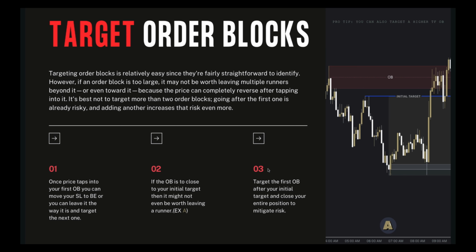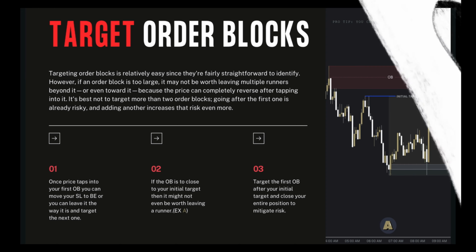Lastly, what you could also do is target the first order block after your initial target and close your entire position to mitigate risk. So like I said earlier, I'd rather you just target 1 order block, and as soon as price taps into it, close out the last and final position. All right. Now, yes, you can also target a higher time frame order block, but you have to be very, very careful when doing so. I have a video coming up that's going to show you how you can actively trail your stop loss, and I sort of get into it there. But yes, guys, you can also target higher time frame order blocks.